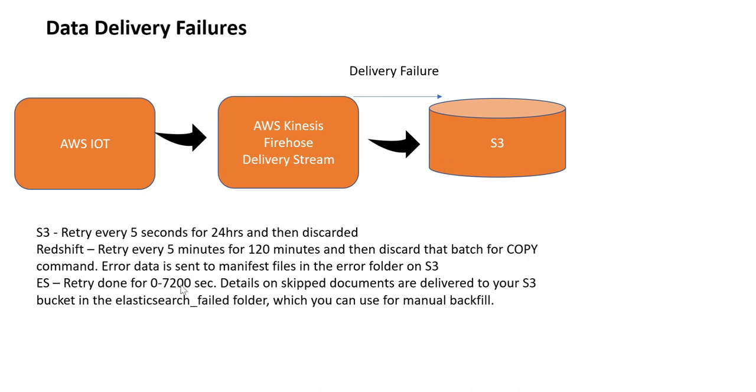In case of Redshift, it is retry after every 5 minutes for 120 minutes, that is 2 hours, and then discard that batch for copy. Error data is sent to manifest files in the error folder. And for Elasticsearch, the retry is done between 0 to 7200 seconds. Details on skipped documents are again delivered to S3. So all errors that are happening are delivered to S3 in the Elasticsearch fail folder bucket, so that you can do a manual backfill later.